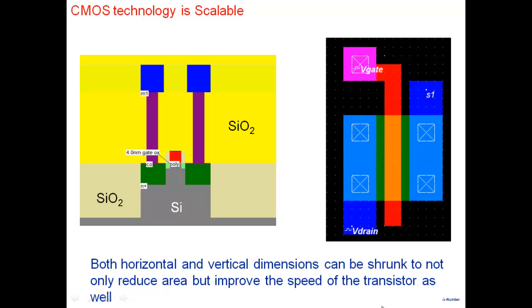If you wanted to make a more complex circuit, you can't pack more and more on the same technology. What you have to do is scale the technology. So CMOS technology is scalable.